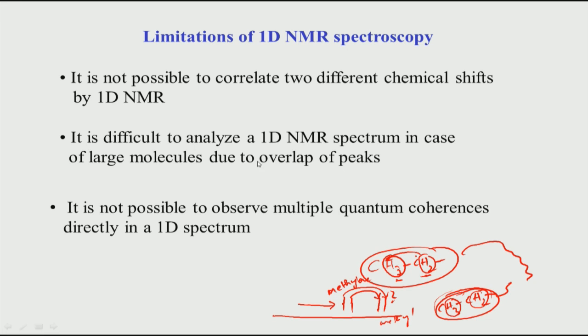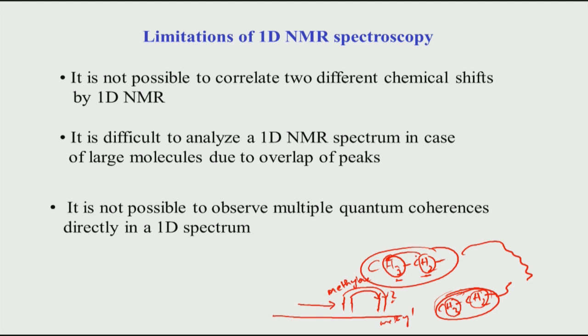And secondly, you cannot resolve overlaps. Again, we will see some examples of how we can resolve overlaps. What happens is when you have a large number of peaks in a proton spectrum, the peaks will start overlapping, they will start crossing each other, they will lie on each other.